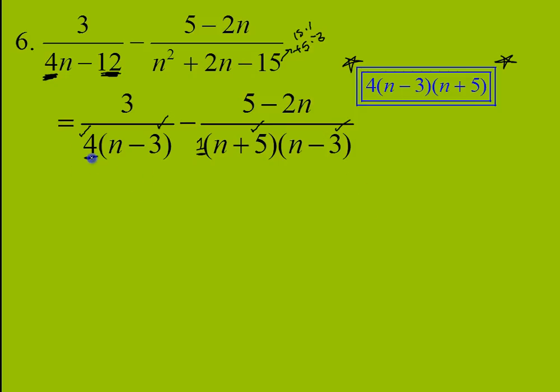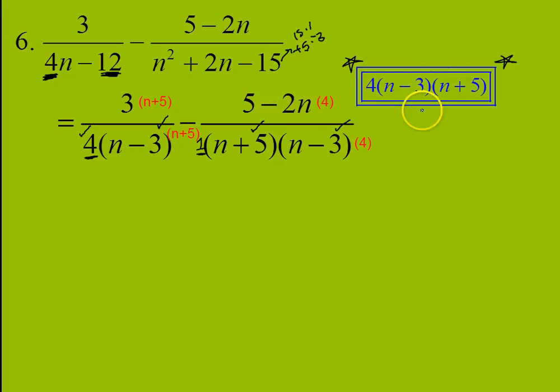So this one already has the 4 and it already has the n minus 3. What is this one missing? It's missing the n plus 5. This one already has the n plus 5 and the n minus 3. It's missing the 4. So multiplying top and bottom by what you're missing.